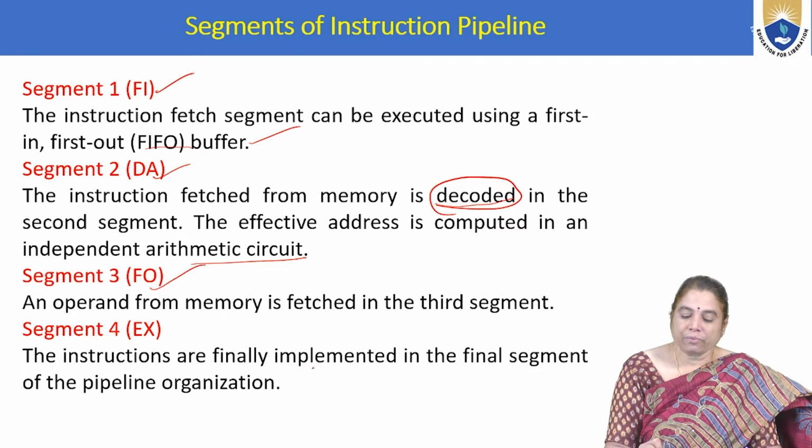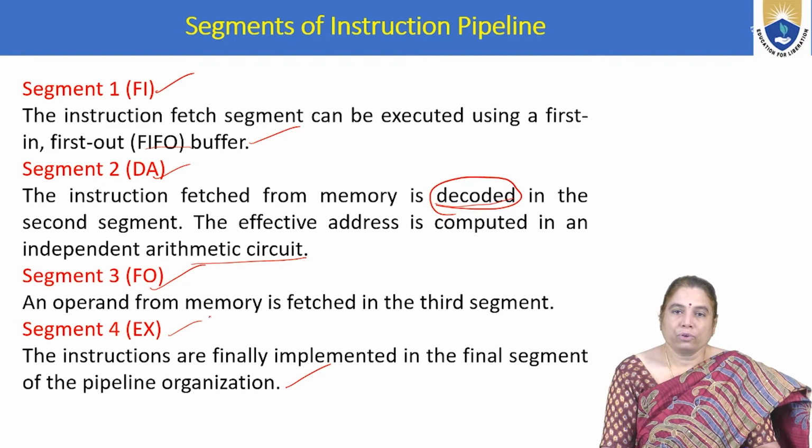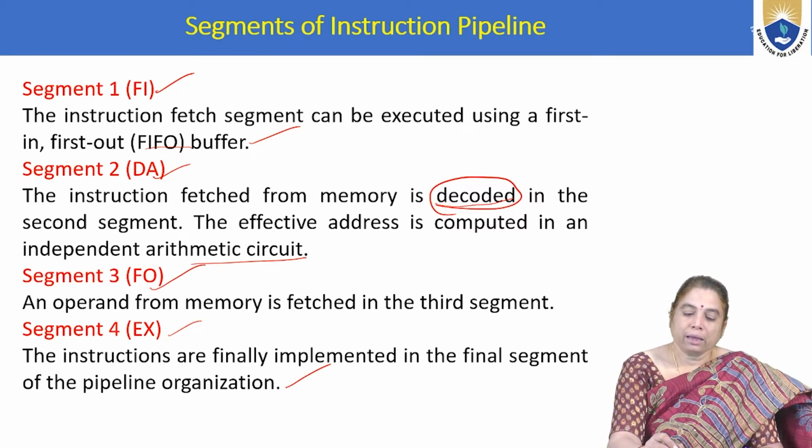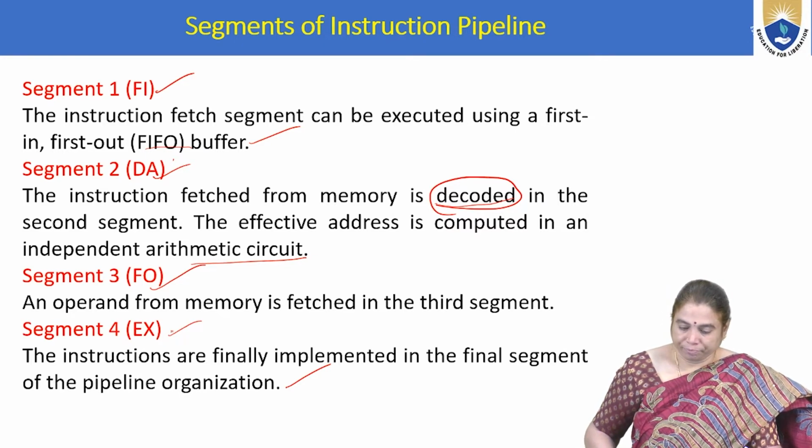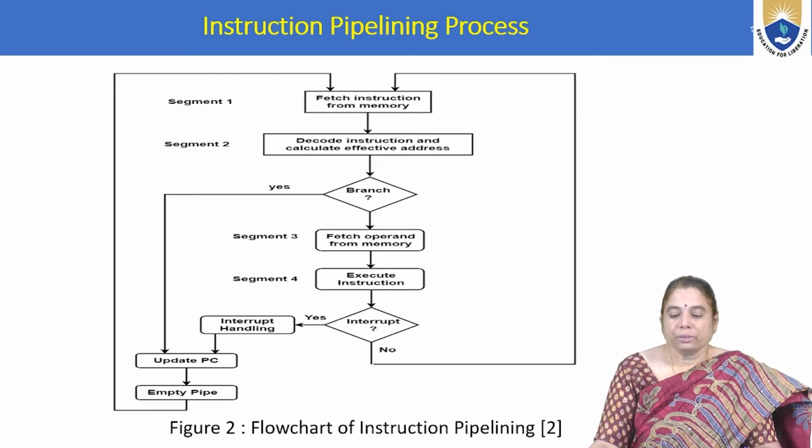The instructions are finally implemented in the final segment of the pipeline organization, and that segment can be referred as EX. So the segments are FI, fetching the instruction; DA, decoding the instruction and calculation of effective address of the operand; FO, fetch the operand; EX, execute the instruction. So this is the instruction pipeline process.